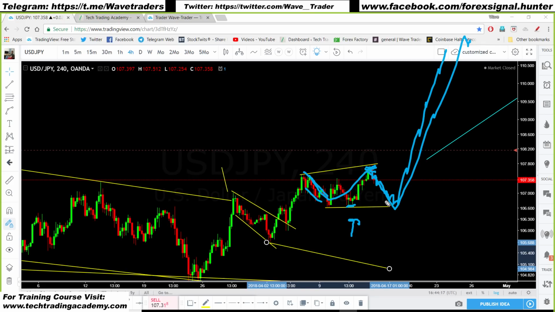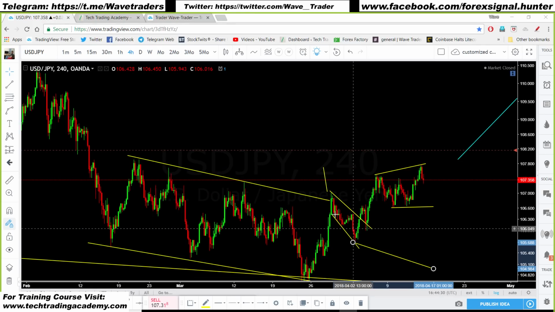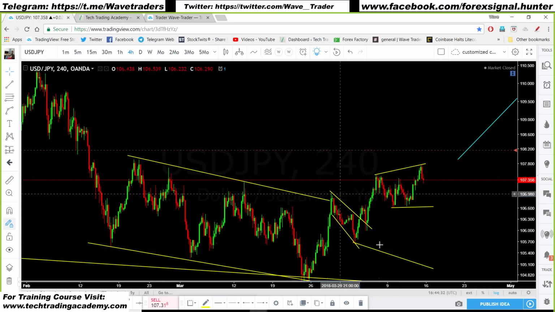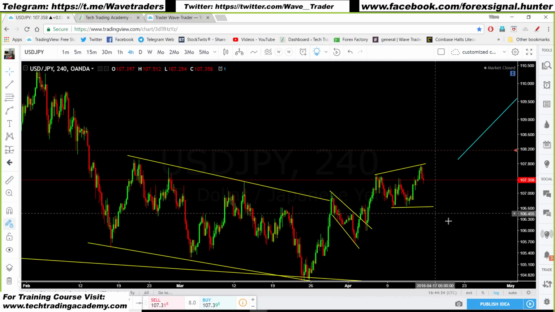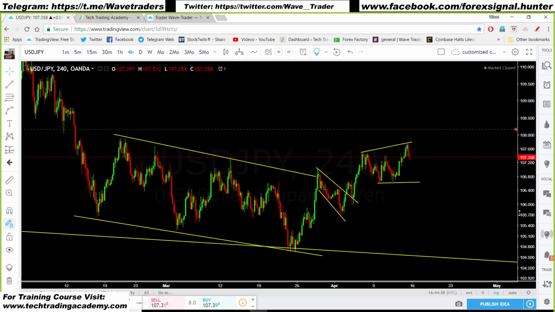Let's suppose you don't get that corrective wave like that and you see an aggressive wave for the downside. Then simply start to look for sell. An aggressive move for the downside can appear there. It is very much possible for the dollar yen to break down.